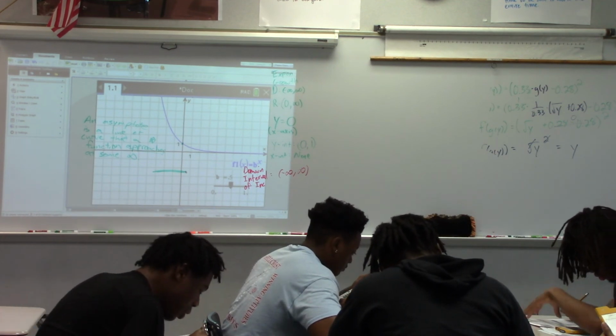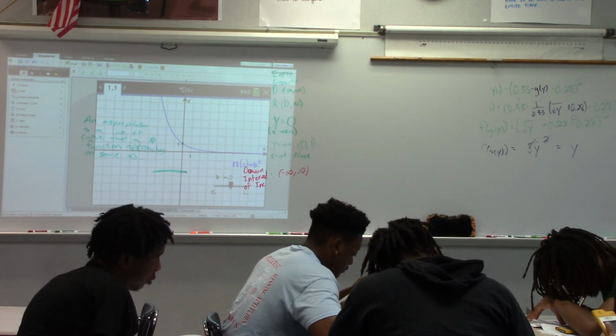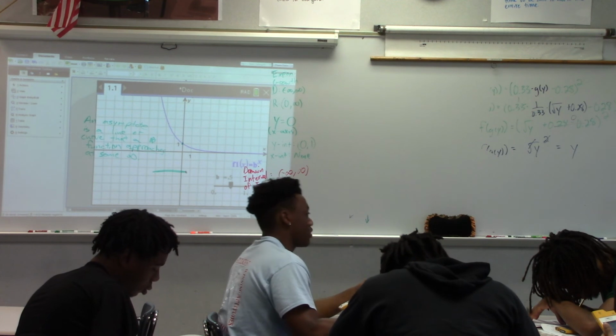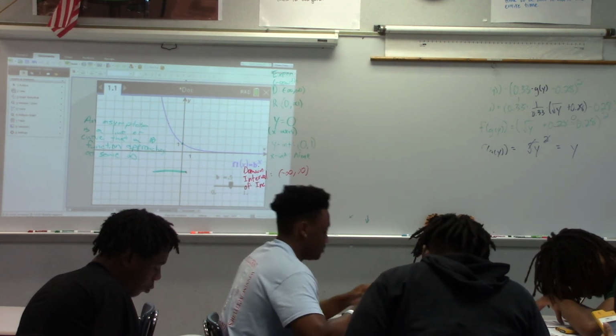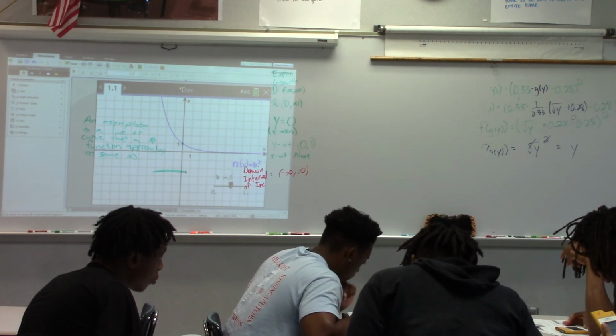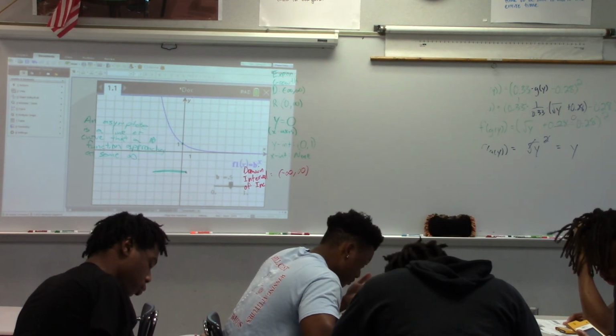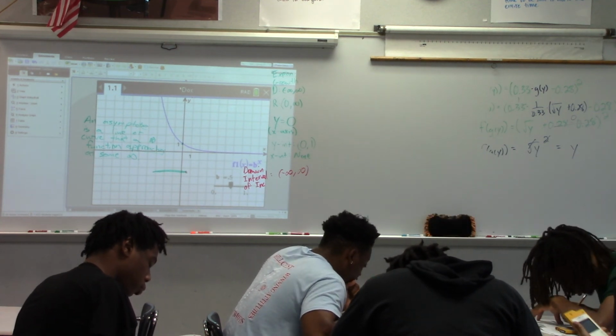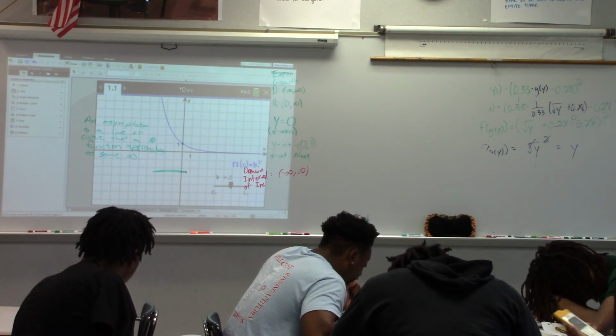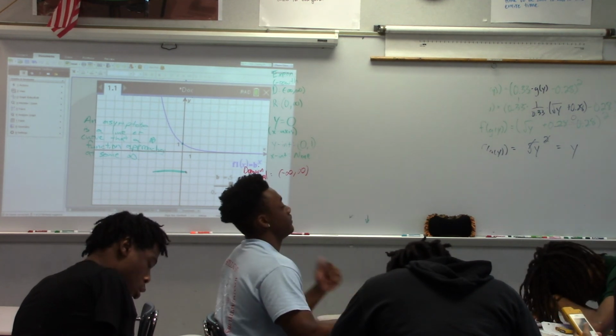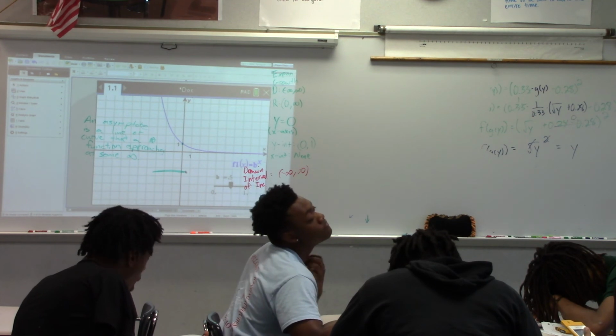Would it be the same thing for decay? What do y'all think? Would the asymptote still be y equals 0? Yeah. It's approaching the x-axis, isn't it? Okay. And the domain is positive infinity, negative infinity. What do y'all think about that?